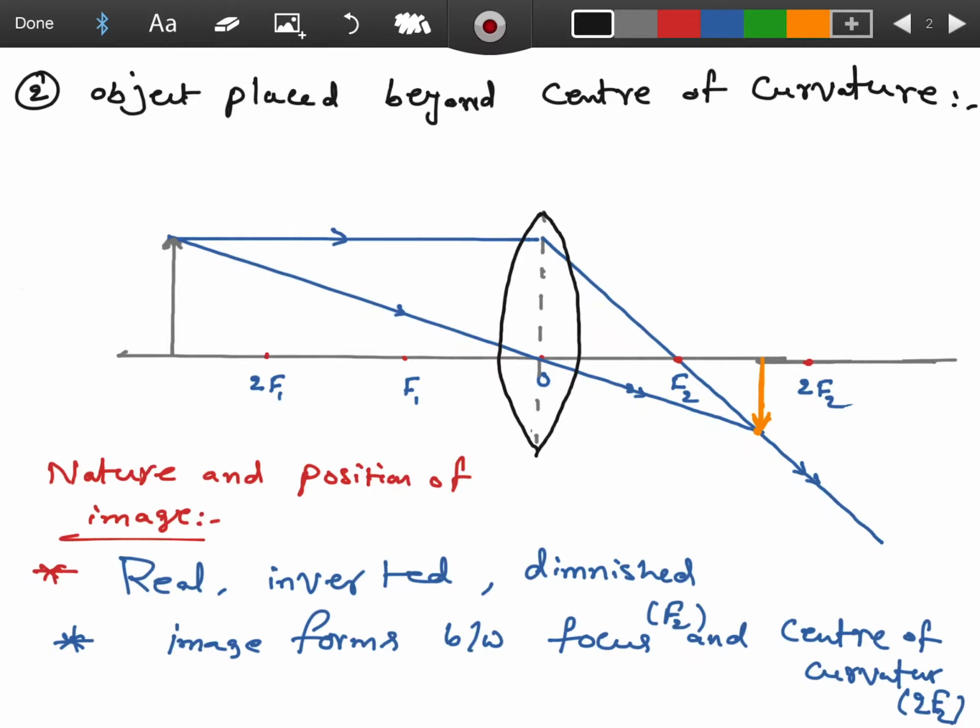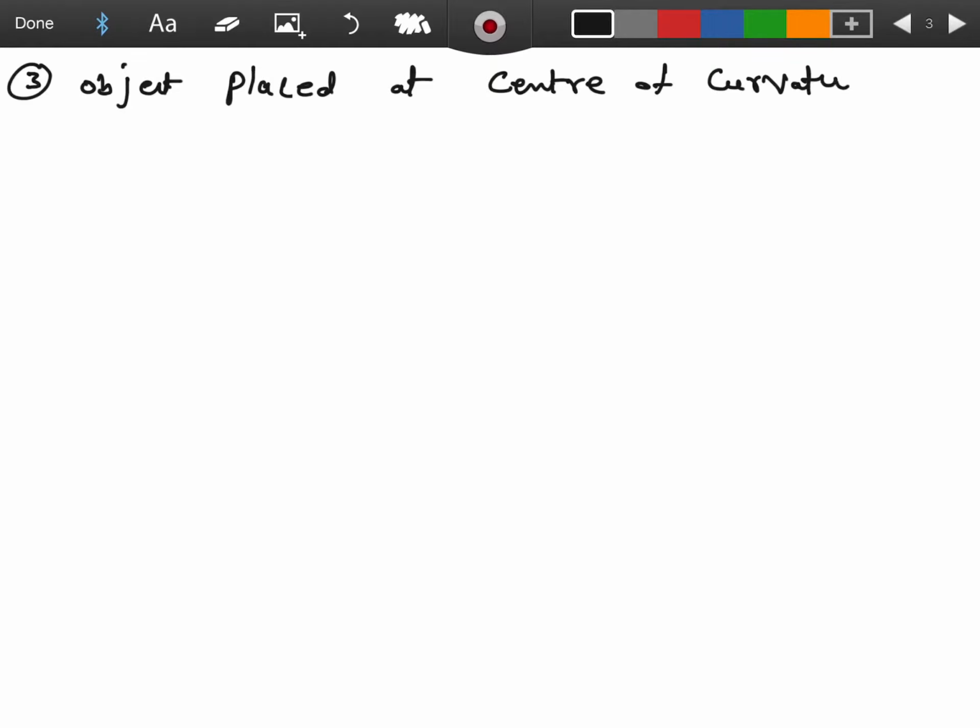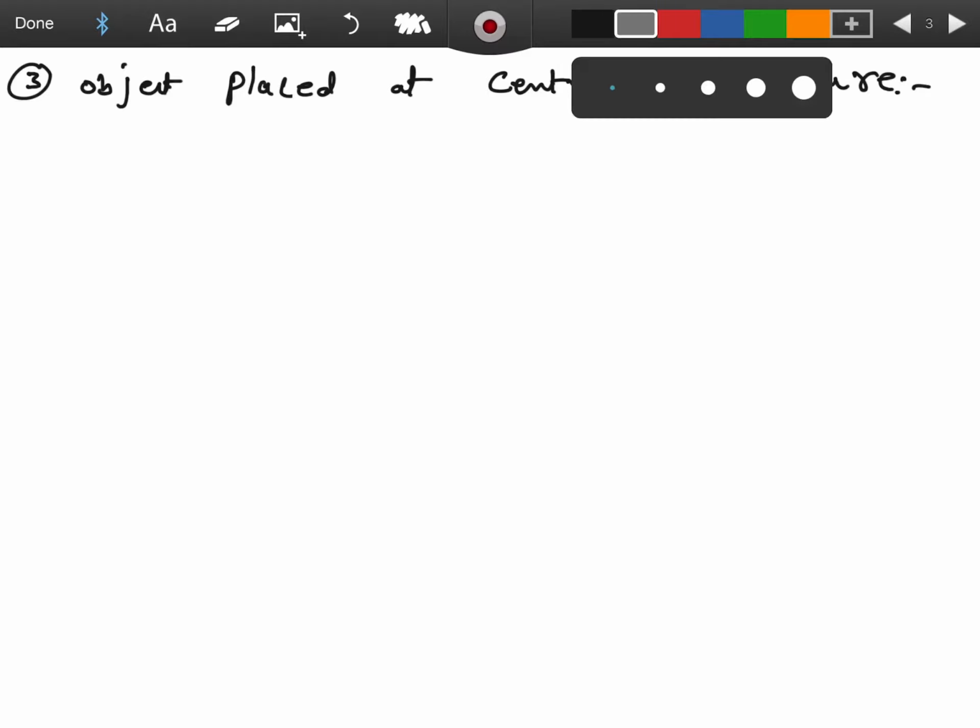Next I am going to the third position: object placed at center of curvature. Students, you follow the same method as the previous one, you will get perfect ray diagrams. First you draw the principal axis.